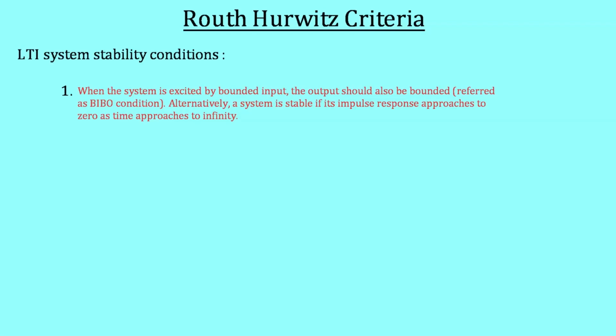This is the first and the last lecture which will cover all the topics related to Routh-Hurwitz criteria. There are two definitions for the stability of an LTI system. The first one is when a system is excited by bounded input, the output should also be bounded. This condition is also referred to as bounded input bounded output condition. In other words, a system is stable if its impulse response approaches zero as time approaches infinity.